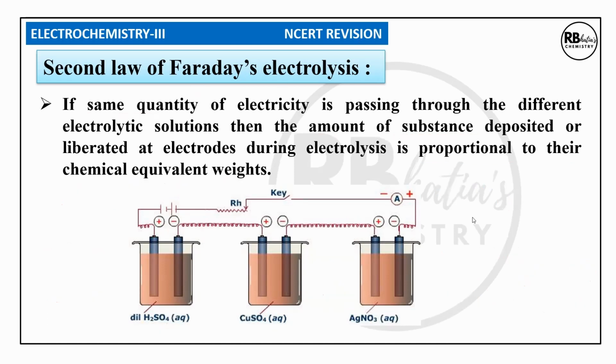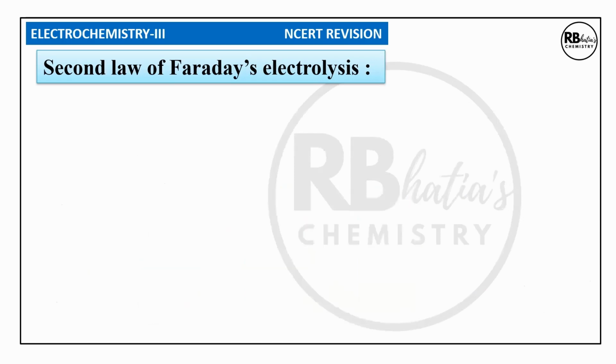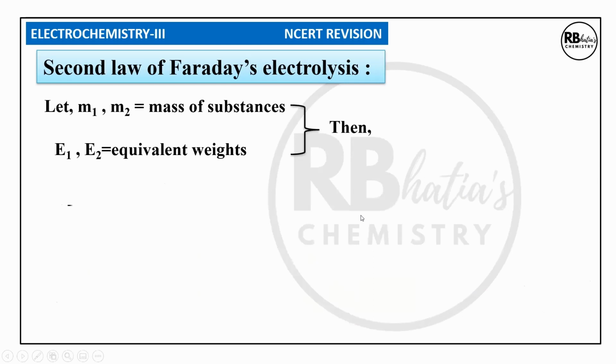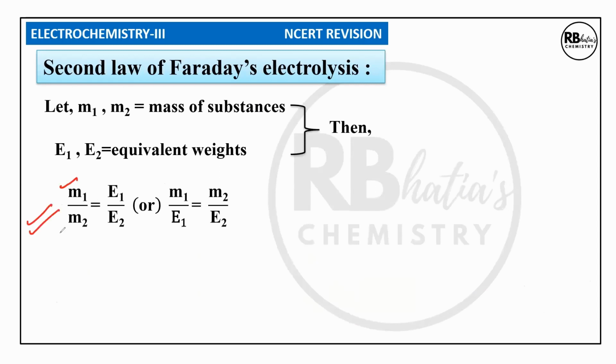So the important questions are: definition of the first law, definition of the second law, the difference between chemical equivalent and electrochemical equivalent, or what is either of these, and what is the unit of Faraday's constant. So this is the mathematical relation that we derived from the second law of electrolysis: the weight of substance deposited is in proportion to their equivalent weights.